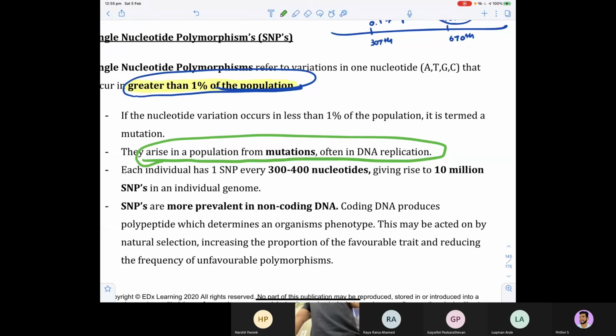Pardon? Yeah, so that's again a bit of like, no, you won't get a mutation in crossing over because you're not copying anything, you're just swapping things around. That's just creating variation.